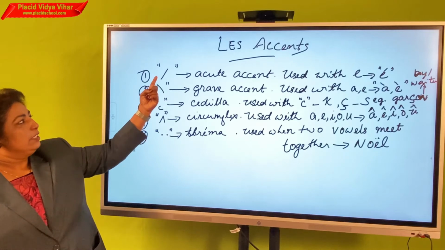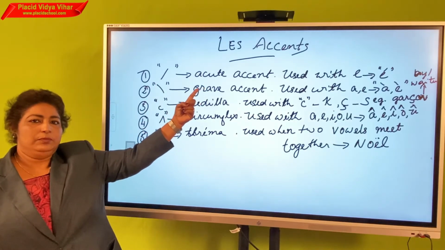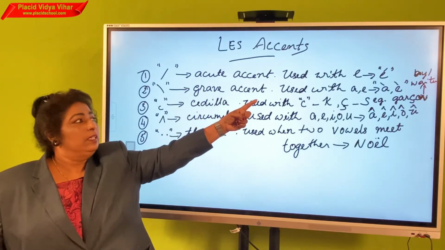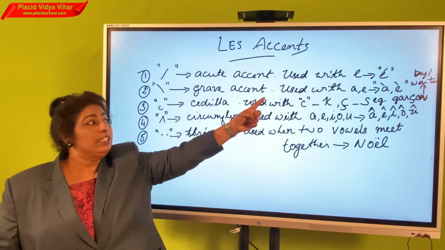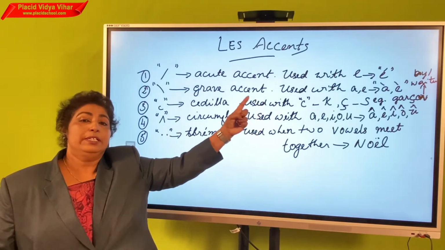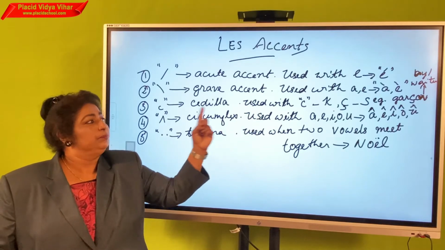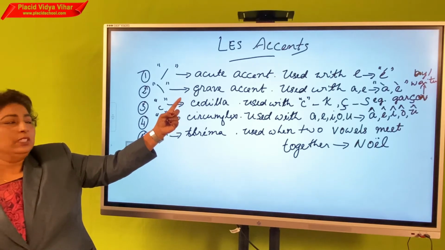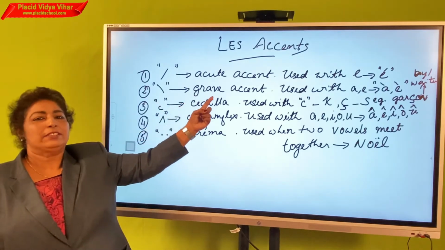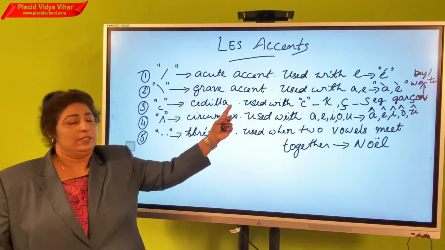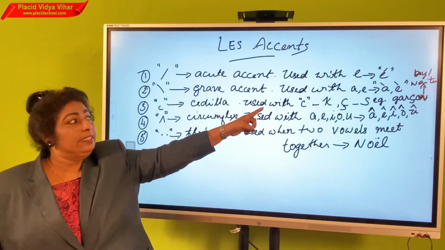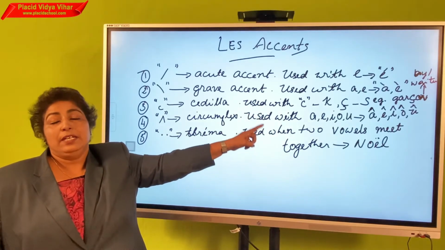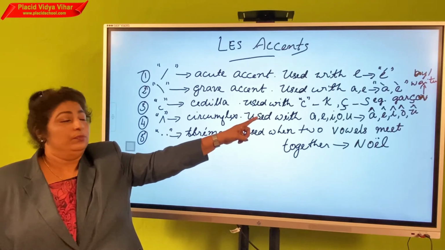This accent is called acute accent, and this is used with E. We put it as E acute. When you see that accent above E, you should read it as E acute. Then this is just opposite, grave accent. Don't read it as grave accent, that's wrong. This is grave accent. That is used with A and E. So when you put that accent above A and E, it is read as A grave and E grave.